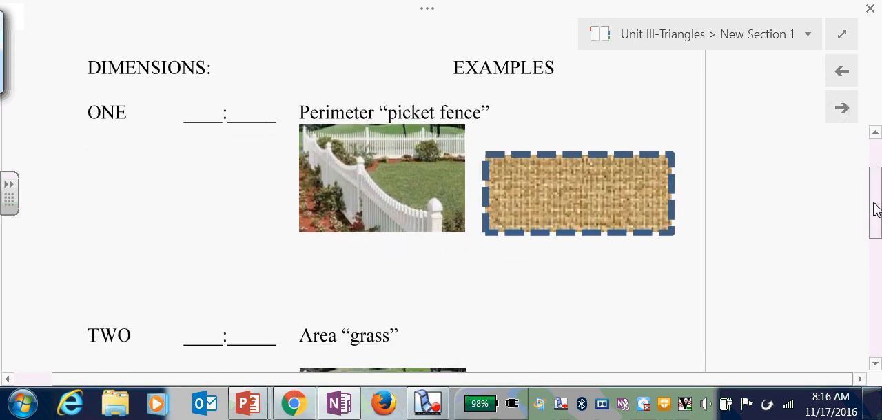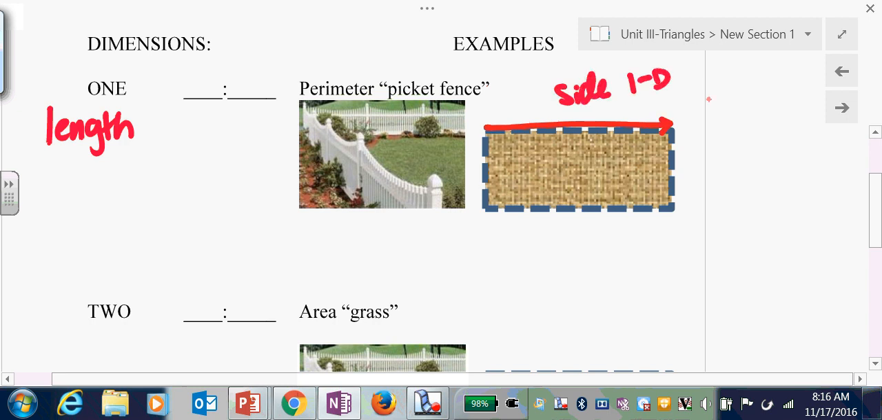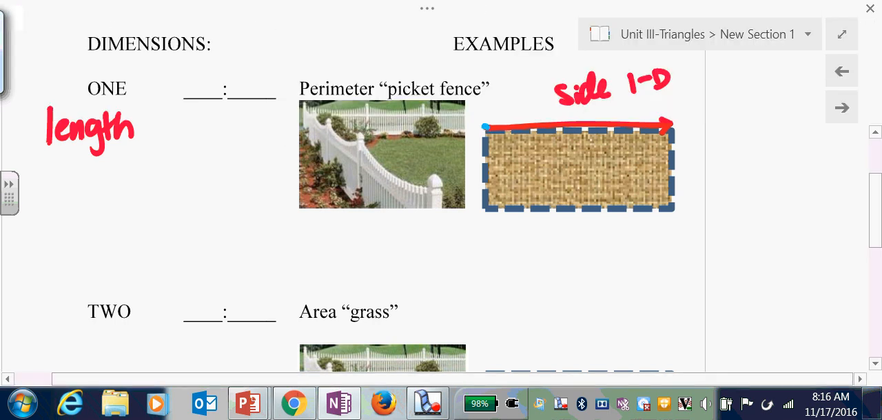Before I move on, we need to talk about dimensions. The first dimension is things that deal with length and length only. So, for example, trace a single side. A side length is one dimension. Now, put your pencil right there. Now trace the perimeter and walk it around.